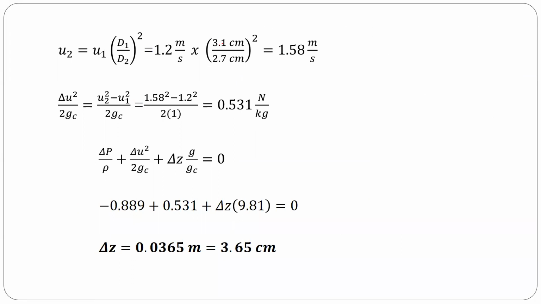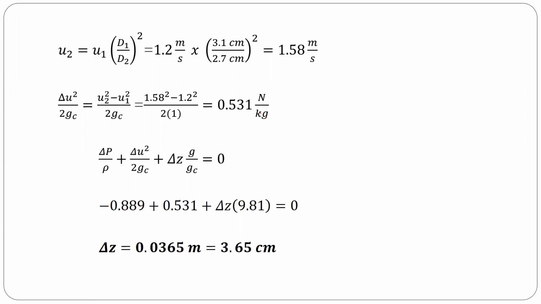we should interchange 3.1 and 2.7. Okay, previously, nandito yung 3.1, nandun yung 2.7. Anyway, I corrected that already here, and U2 should be 1.58 meters per second. And plugging that to the kinetic energy term, okay, it will result to a value of 0.531 newtons per kilogram. The previous value was, I think, something negative, right?